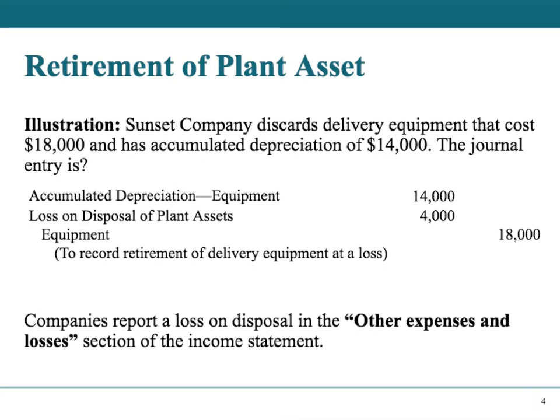How about a slightly different example? Sunset Company discards delivery equipment that cost $18,000, but accumulated depreciation is only $14,000. So it looks like we do have a $4,000 book value. Journal entry, like I said, step number 1, make sure depreciation is up to date. Step number 2, take off equipment at cost. Take off your accumulated depreciation. That gives that $4,000 book value. And then make sure your debits equal credits. And in this case, you will be recognizing a loss on disposal.